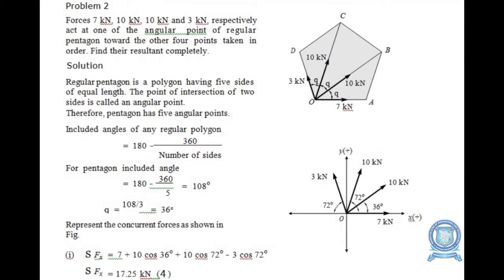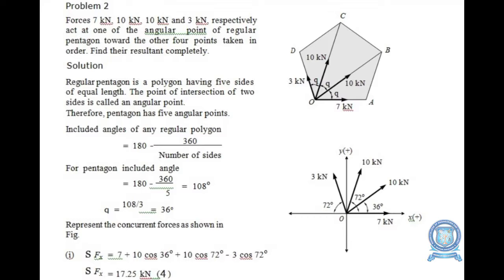Now I will read out the problem first. Four forces 7 kilonewton, 10 kilonewton, 10 kilonewton and 3 kilonewton respectively act on one of the angular points of a regular pentagon towards the other 4 points taken in order. Find out the resultant completely. So what does that word "completely" mean? Find out the resultant in magnitude and direction.